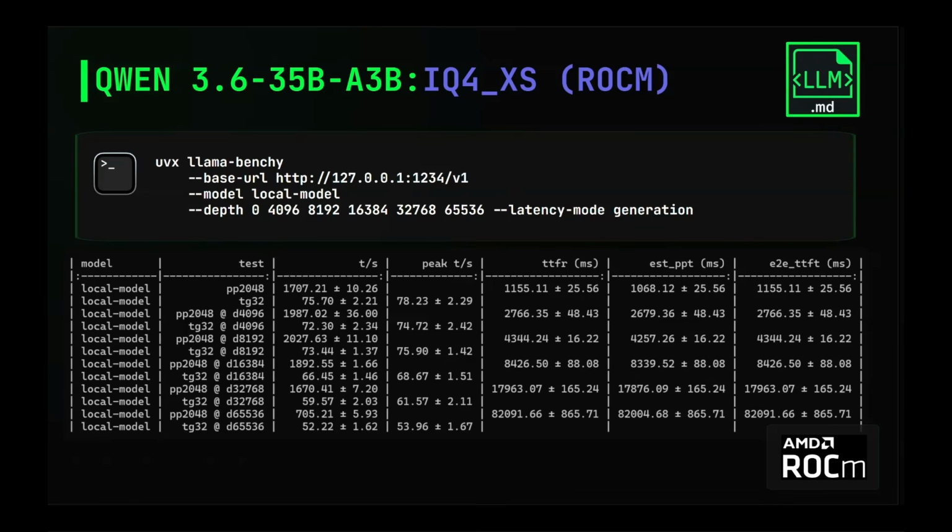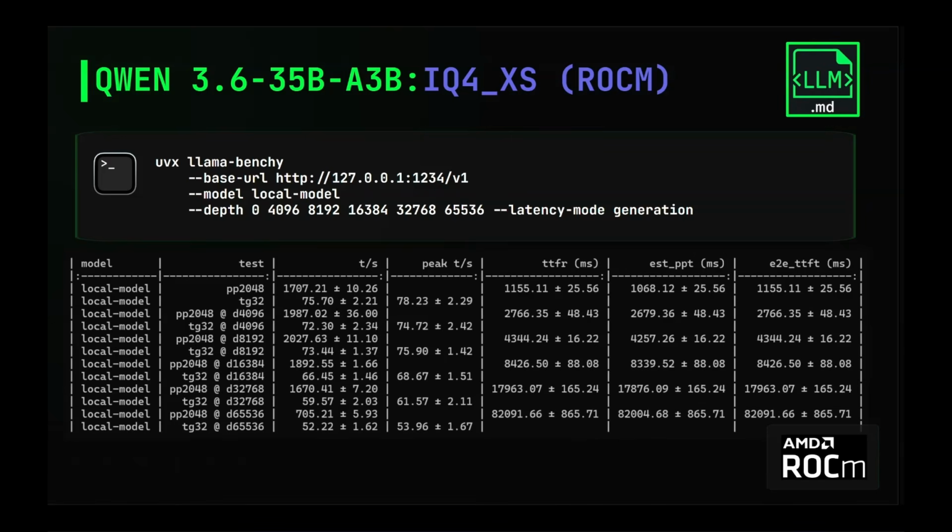Okay, let's start by looking at some results, but first here is the llmdotmd command I'm using to generate these results. I'm specifying the base URL as the URL of the LM Studio server. As for the model name, you can specify anything here, given that llmdotmd will use the model loaded in LM Studio. And lastly, for the depth parameter, I'm specifying values ranging from 0 to 65K to be able to see how the model scales with the context size and how prompt processing and token generation scale with different token context sizes. Let's start by seeing the ROCm results for the IQ4_XS quantization.